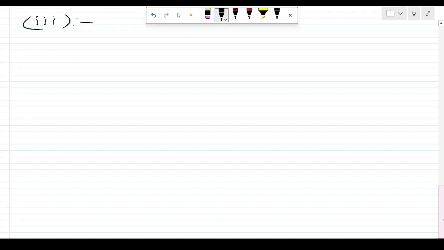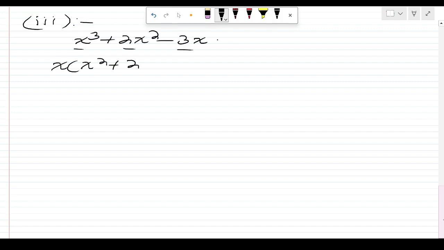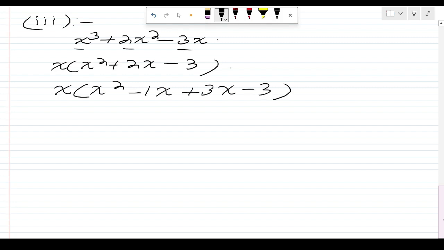In part number 3, we have the first expression as x cube plus 2x square minus 3x. Now how can we simplify this? Between these three terms, the common factor is x. So we can just write x bracket x square plus 2x minus 3. Now inside we have a quadratic expression where the coefficient of x square is 1 and it is being multiplied with negative 3, such that we need to find their factors. So this is pretty easy. We can just write x bracket x square minus 1x, or just simply negative x, added with 3x minus 3.